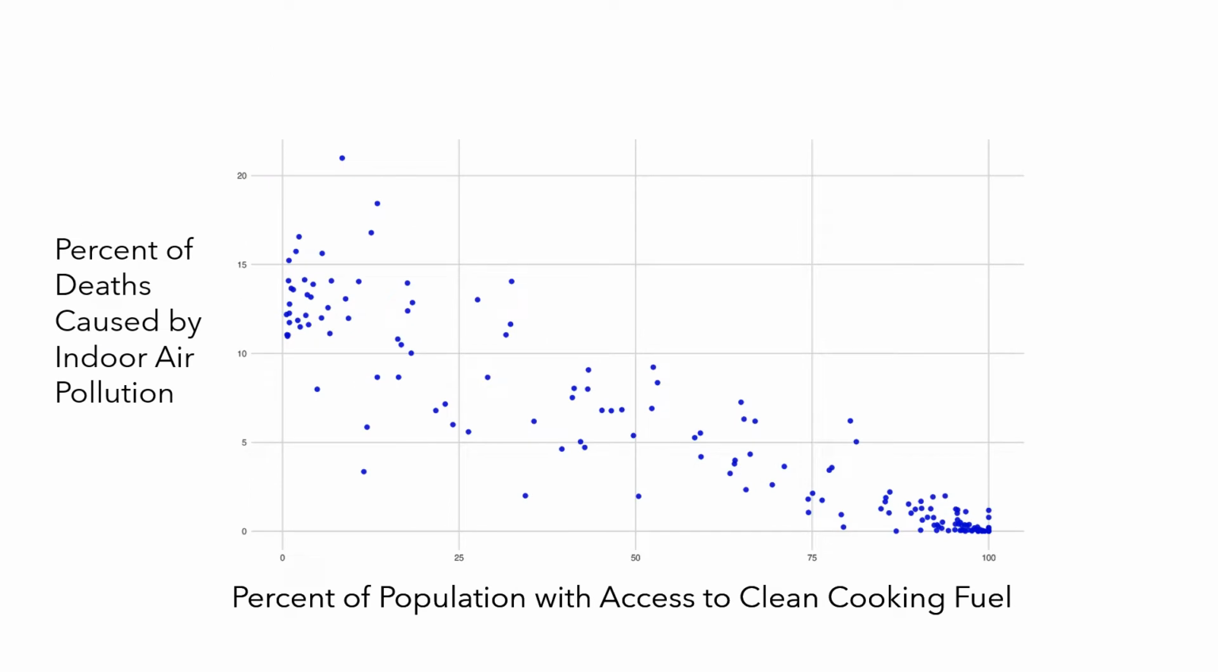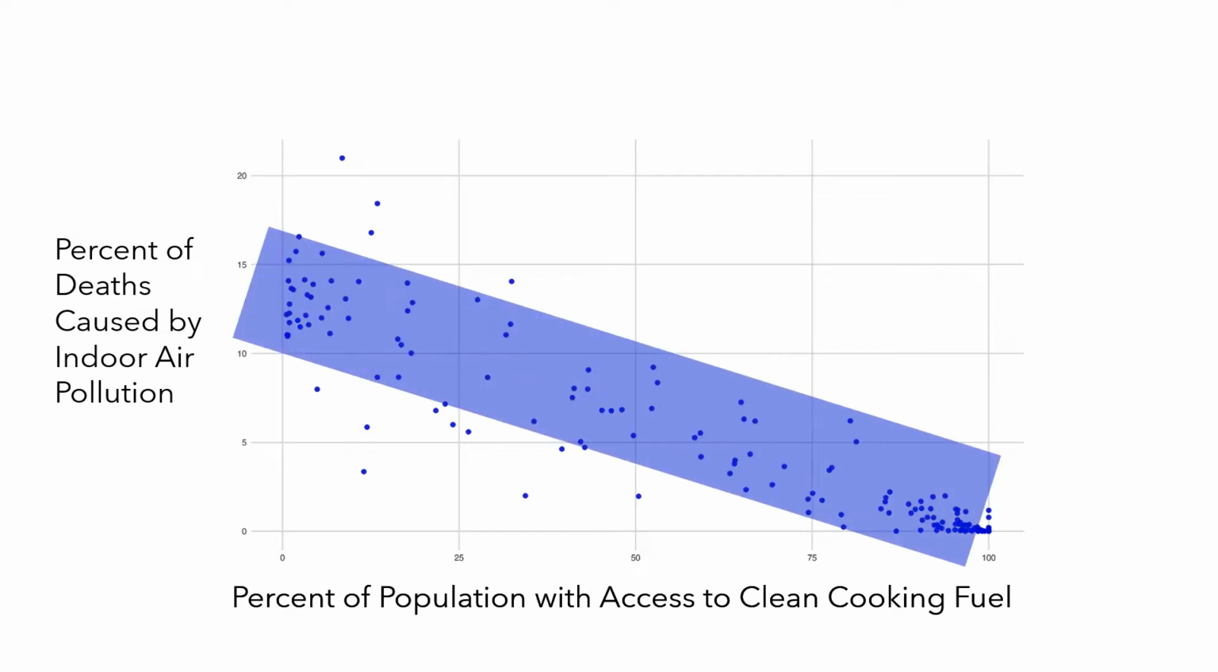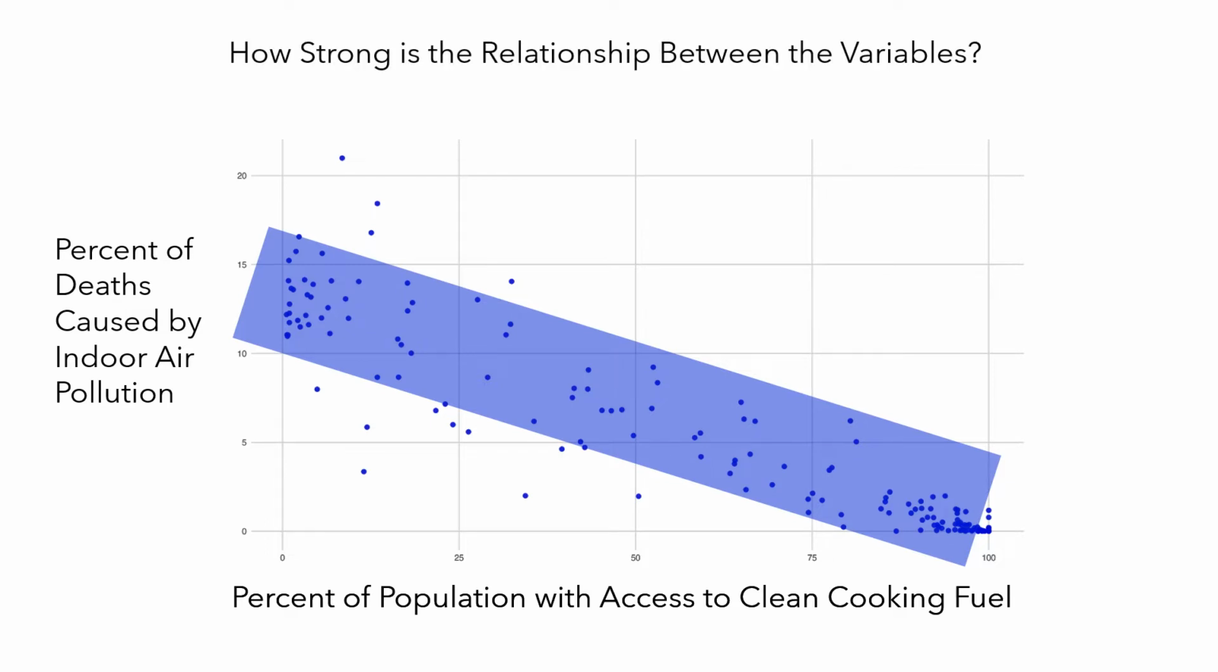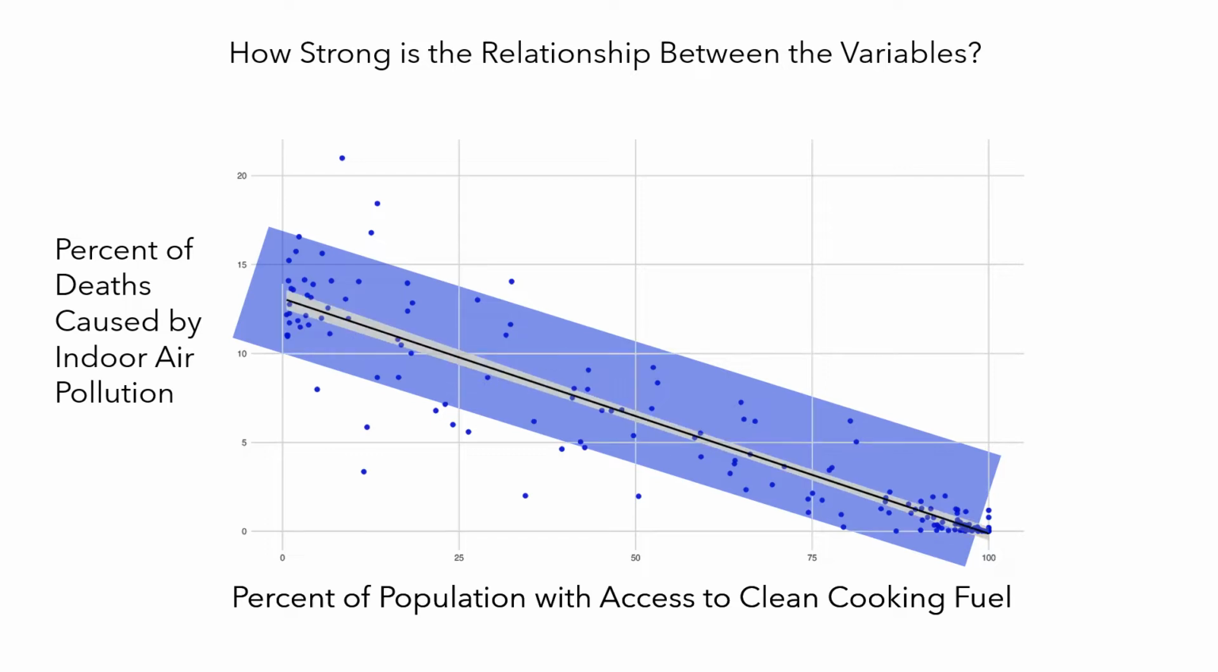When we use the percent of the population with access to clean cooking fuel as a predictor for the percent of deaths that are caused by indoor air pollution, we noticed that there was a negative linear relationship between the variables. What we're going to think about now is the question of how strong the relationship is between the two variables. Intuitively, if the dots all lie close to what's called a line of best fit, then the relationship would be strong.